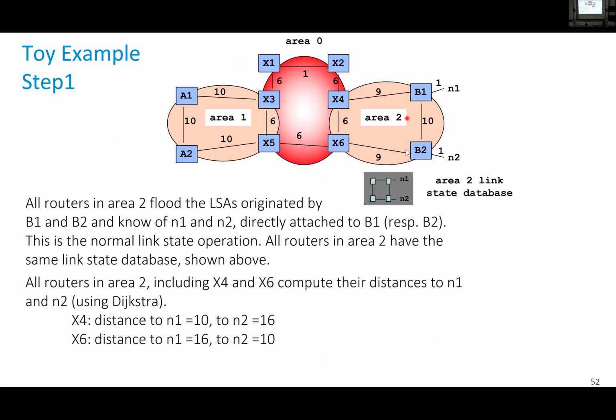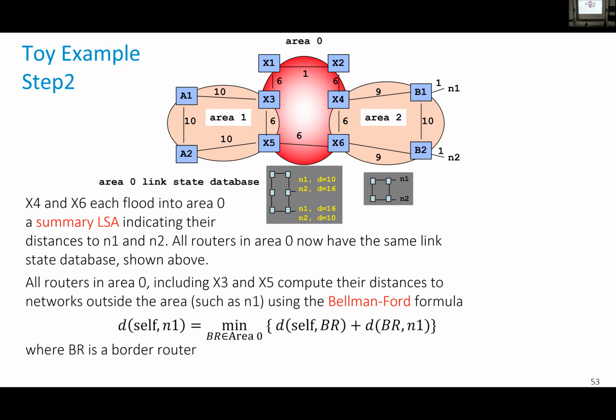Therefore, all routers run Dijkstra, for example, and X4 can compute its cost to N1, which is 10, and to N2, which is 16, and X6 will do the same and will have the reverse value of the distances to those here. That's the story we've seen so far.